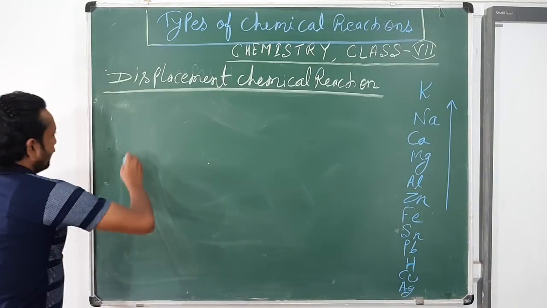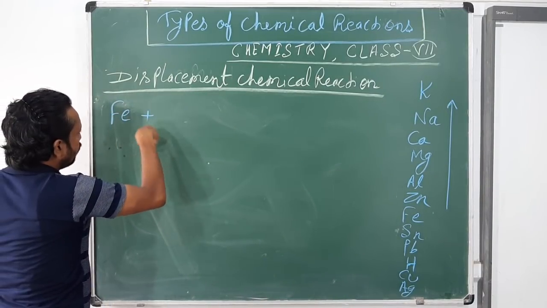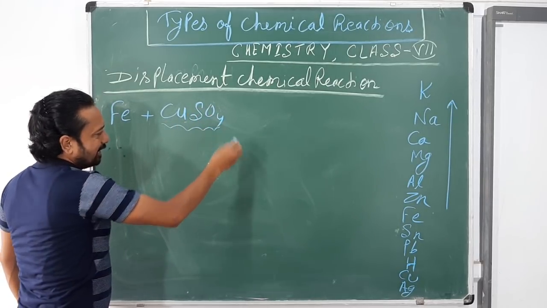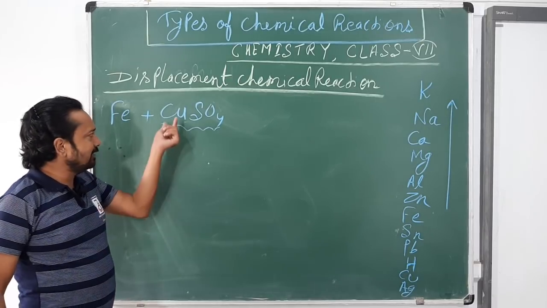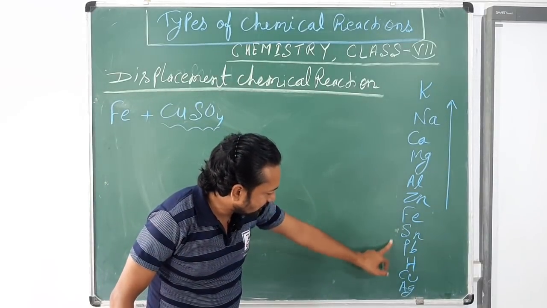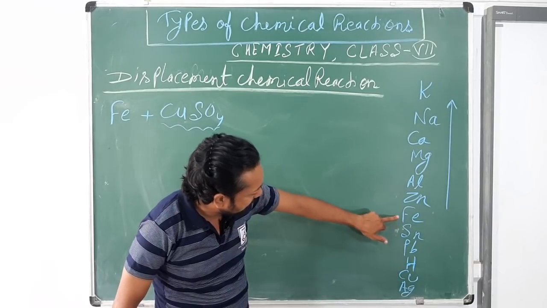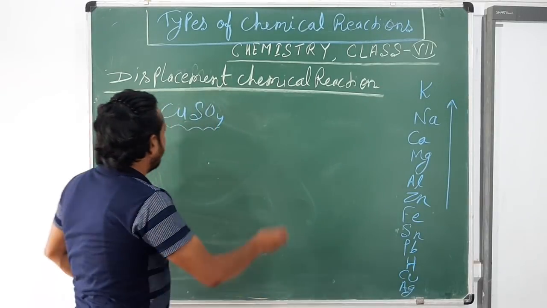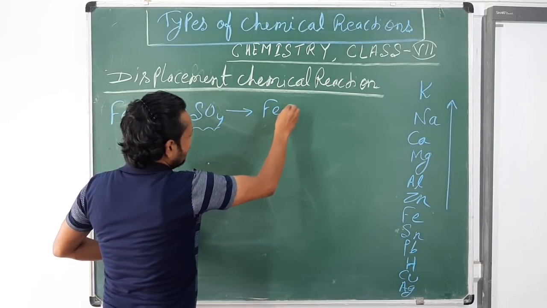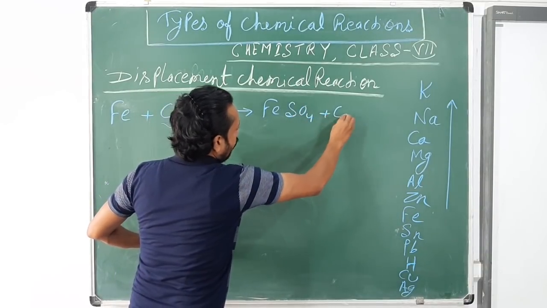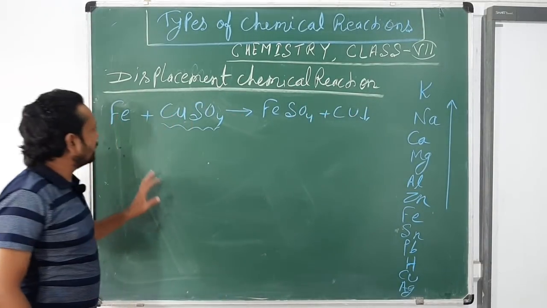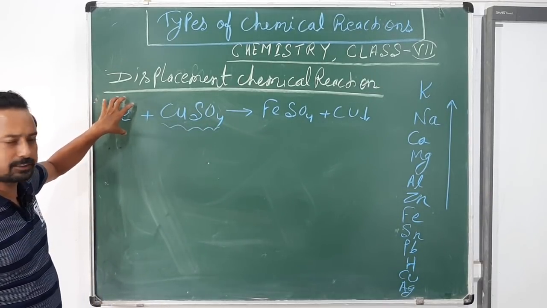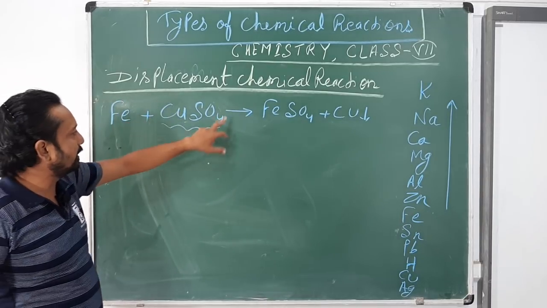For example, if we dip a piece of iron in copper sulfate solution, copper sulfate is a metallic salt in which the metal is copper. You can see here that copper is less reactive and iron is more reactive. It means iron can displace copper from the solution and form iron sulfate and displace copper. So this is an example of a displacement reaction, because in this reaction a higher reactive metal displaces a lower reactive metal from their salt solution.